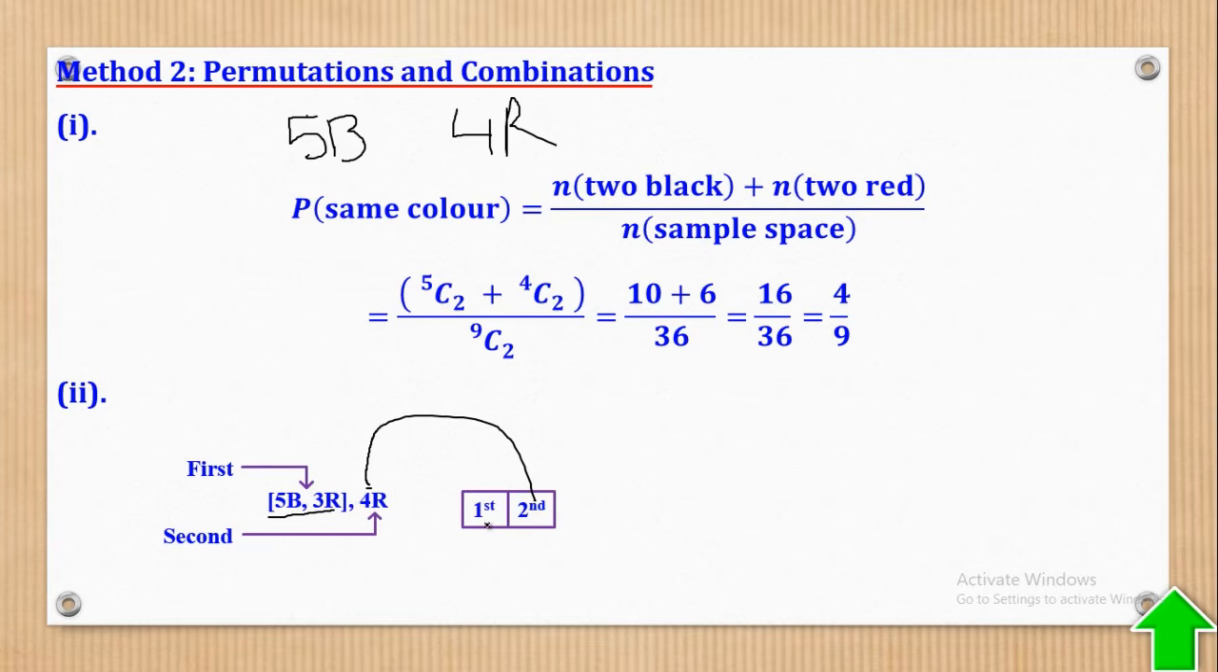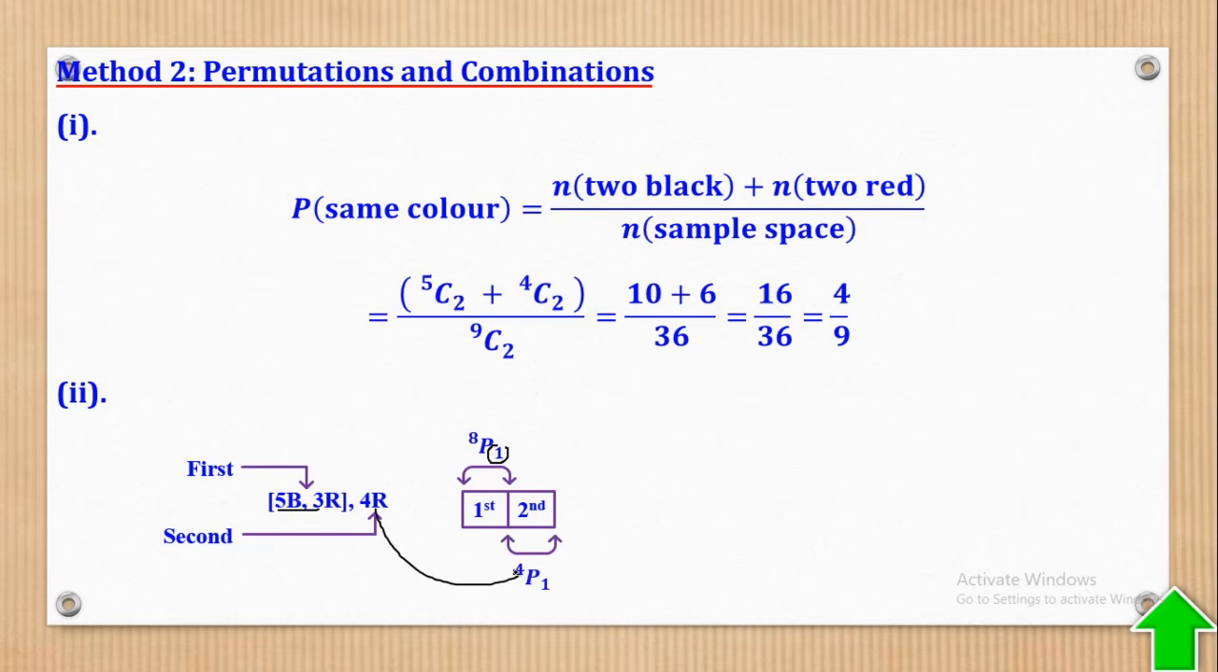But to pick this first one, you can either pick from these 5 or you pick from 3. Why is it 3 red? Because you have already picked red to fill this second position. Therefore, you are remaining with only 3 red. That is why there is 3R there. So that means that for this first one, it will be 8, because the total of this is 8, 8 permutation 1. So when the order is needed, we use permutation. And for this one, it will be 4 permutation 1.